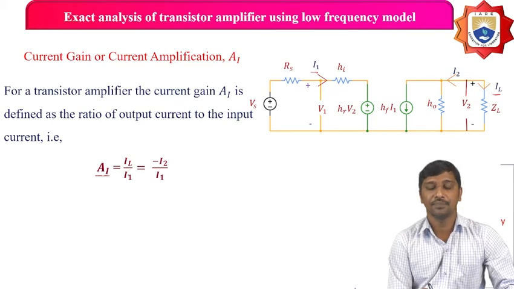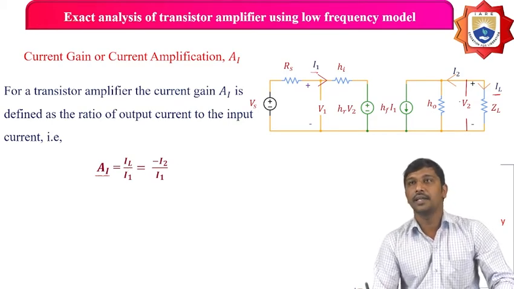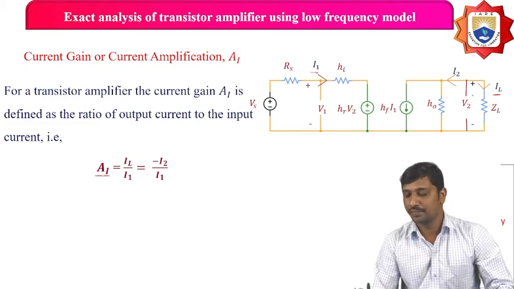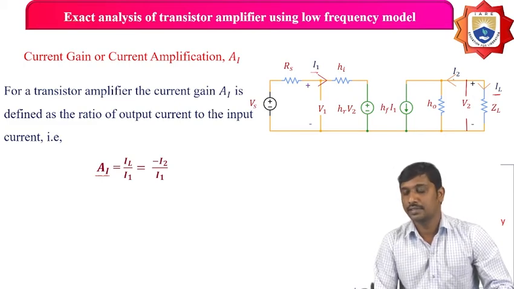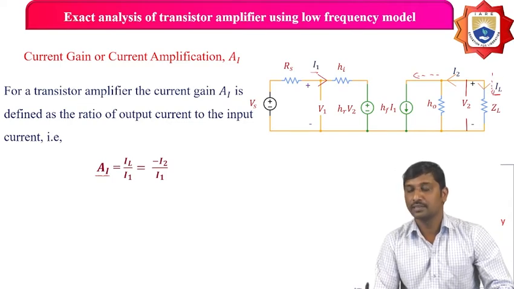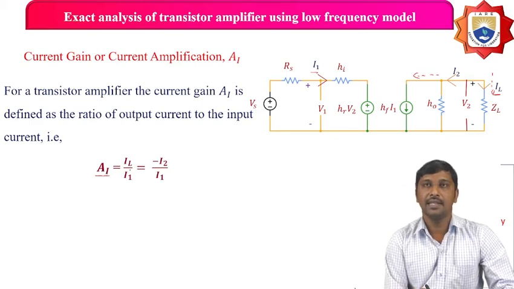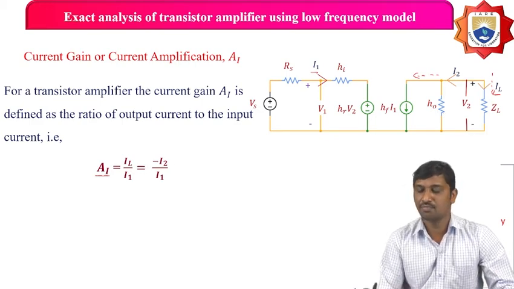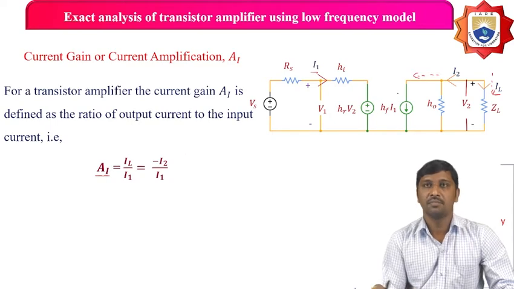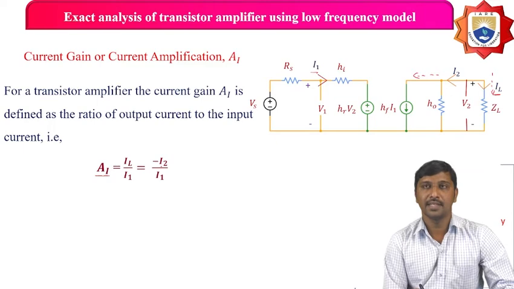If you observe the small signal model again, the collector current flows in one direction, and IL flows in the opposite direction through the load resistance. Hence, IL is also represented as minus I2. From this equivalent circuit, IL is minus I2 and the input current is I1.